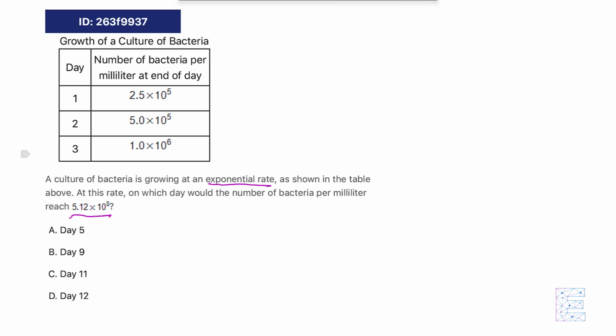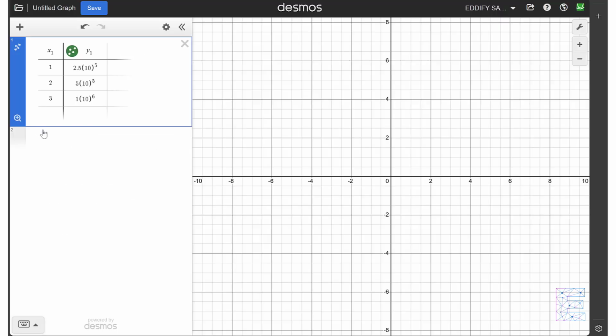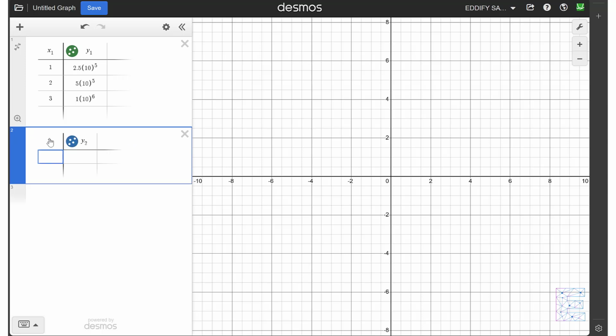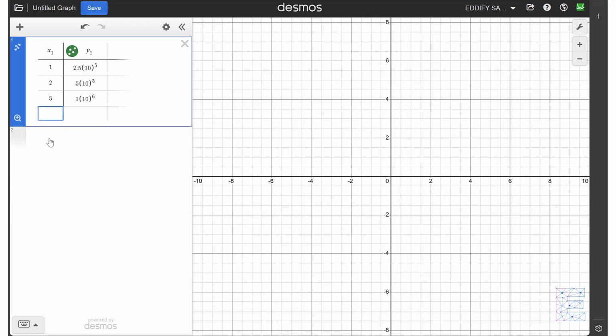The quickest way to answer this question is by modeling an exponential regression through Desmos, which I'll show you how to do in a moment. Let's go ahead and do that actually. So recall in Desmos, you can bring up a table by literally typing the word table, and a table will pop up, and then you populate the table with the values that are given in the question. So I've already done that.